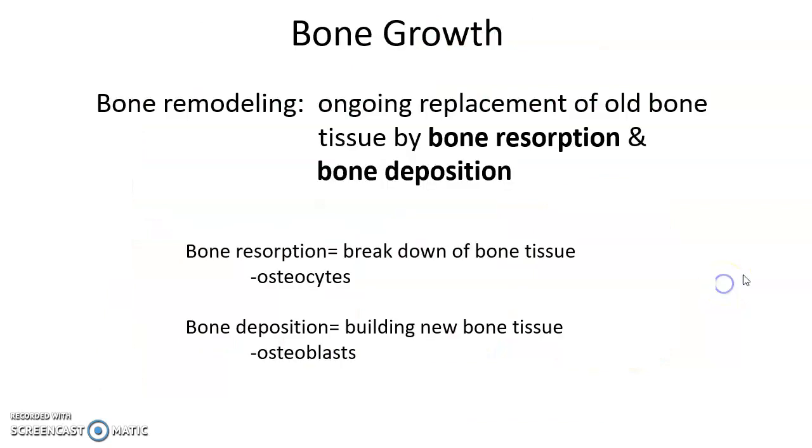So this is bone remodeling, the constant ongoing replacement of bone tissue by bone resorption, which occurs by the osteoclasts, and bone deposition, which occurs by the osteoblasts. Note this here is a typo. It should say osteoclasts. Osteoclasts break down the bone tissue. Osteoblasts build it up. This occurs in all of our bones all the time. Something like 10 or 11 years, you have replaced all your bone tissue. So none of the bone tissue you have right now did you have as a little kid.